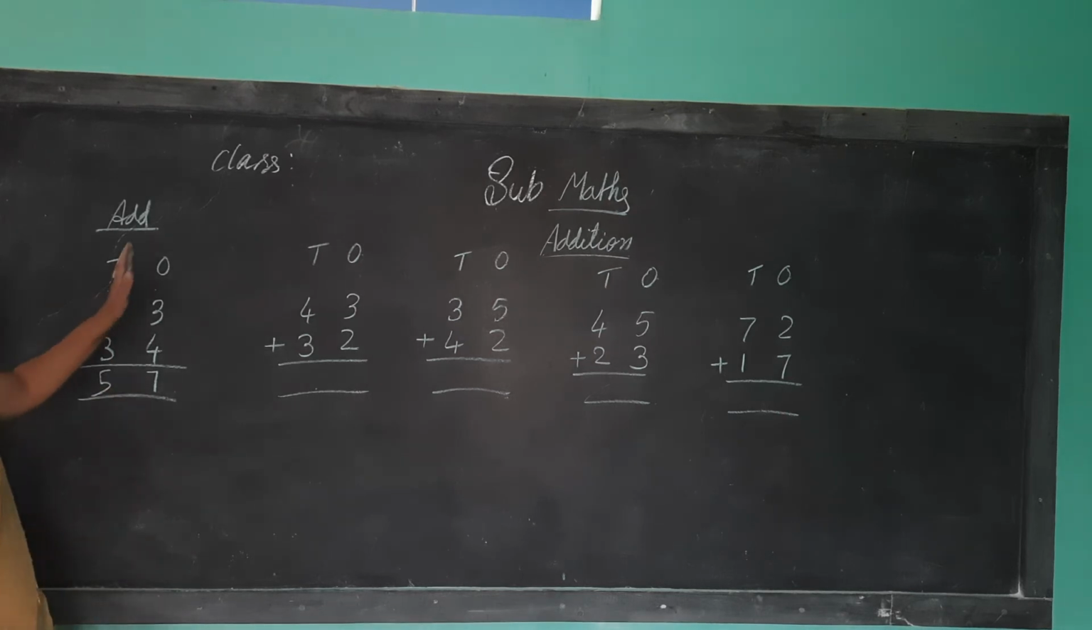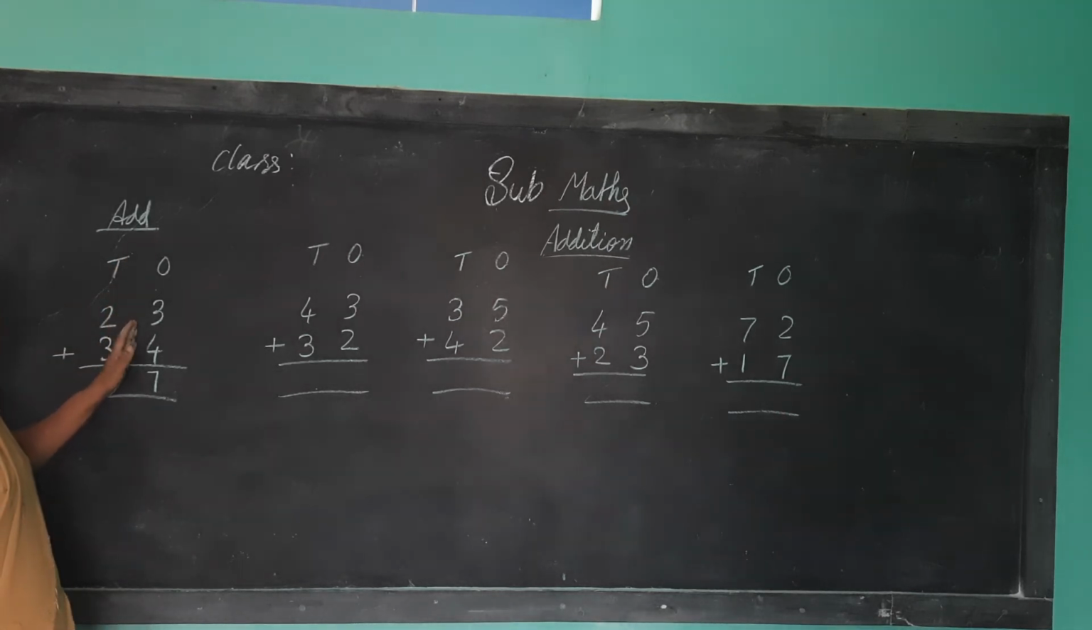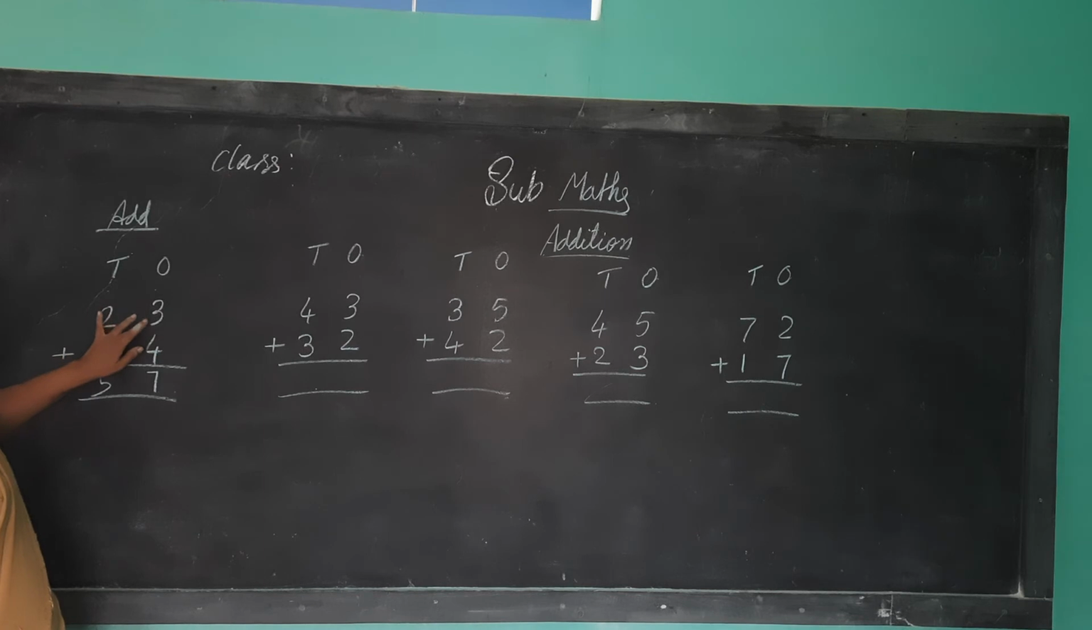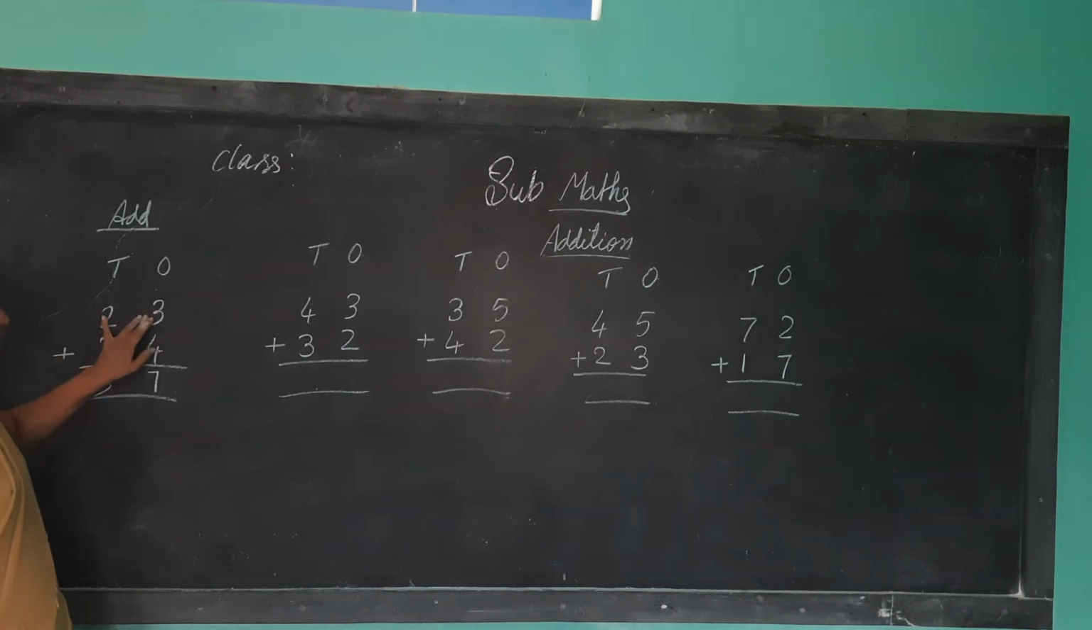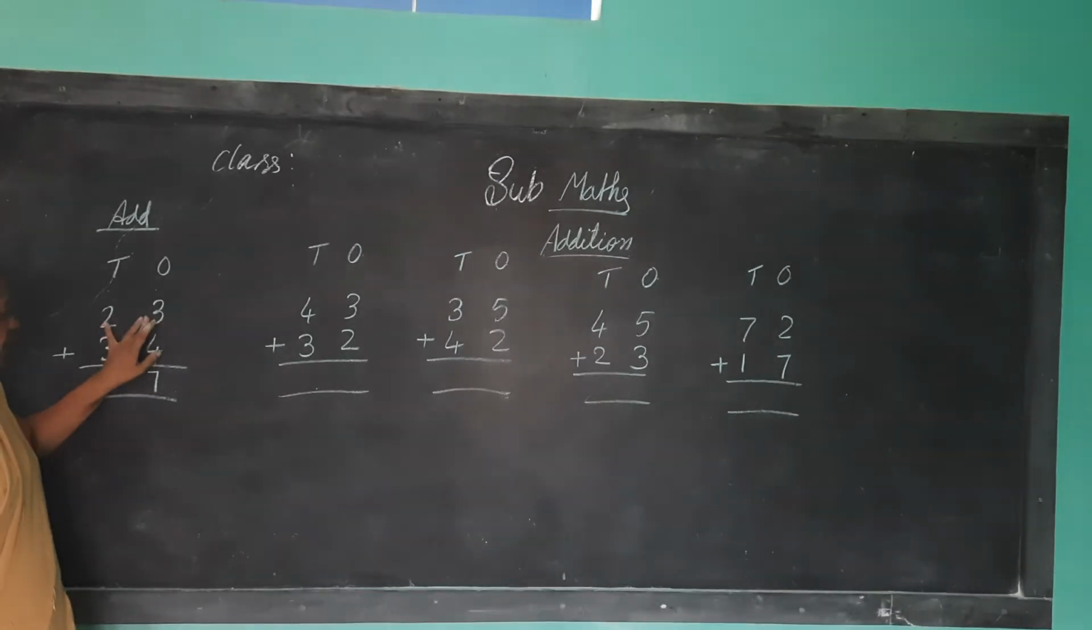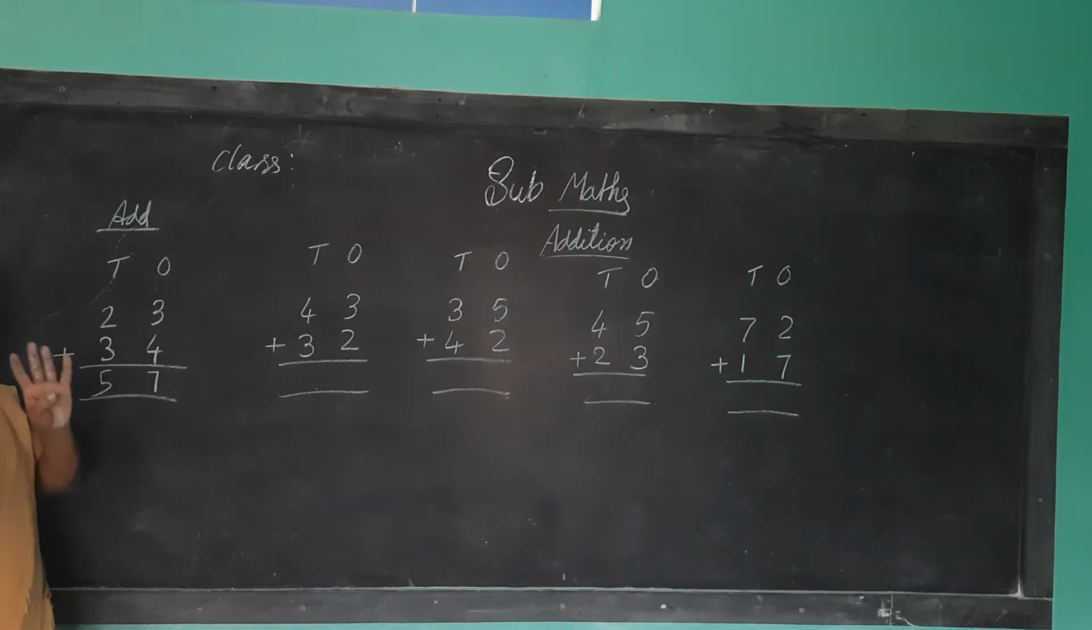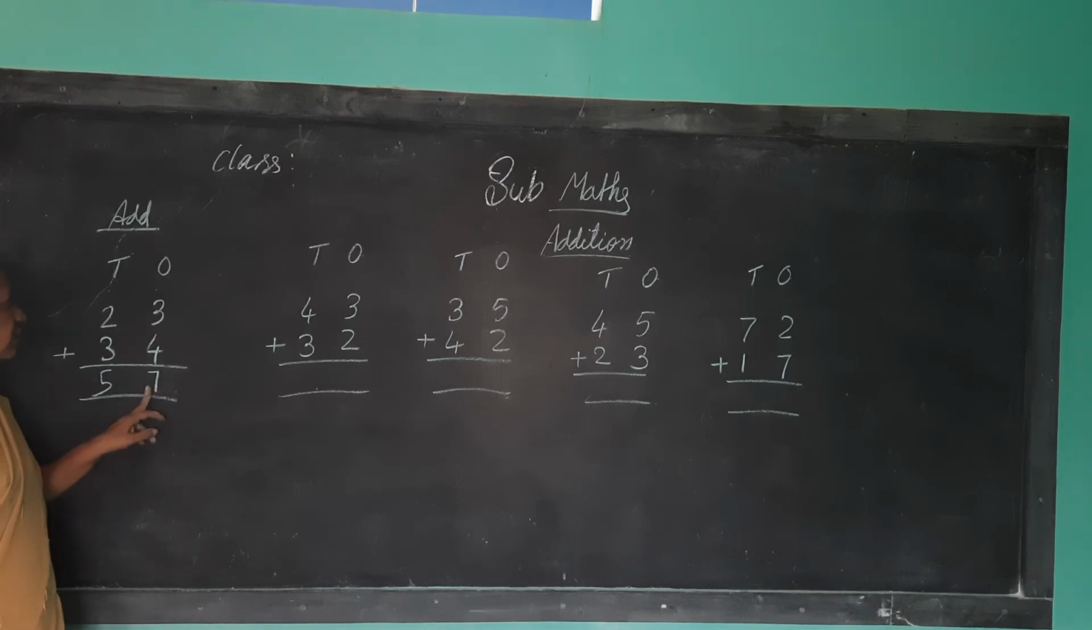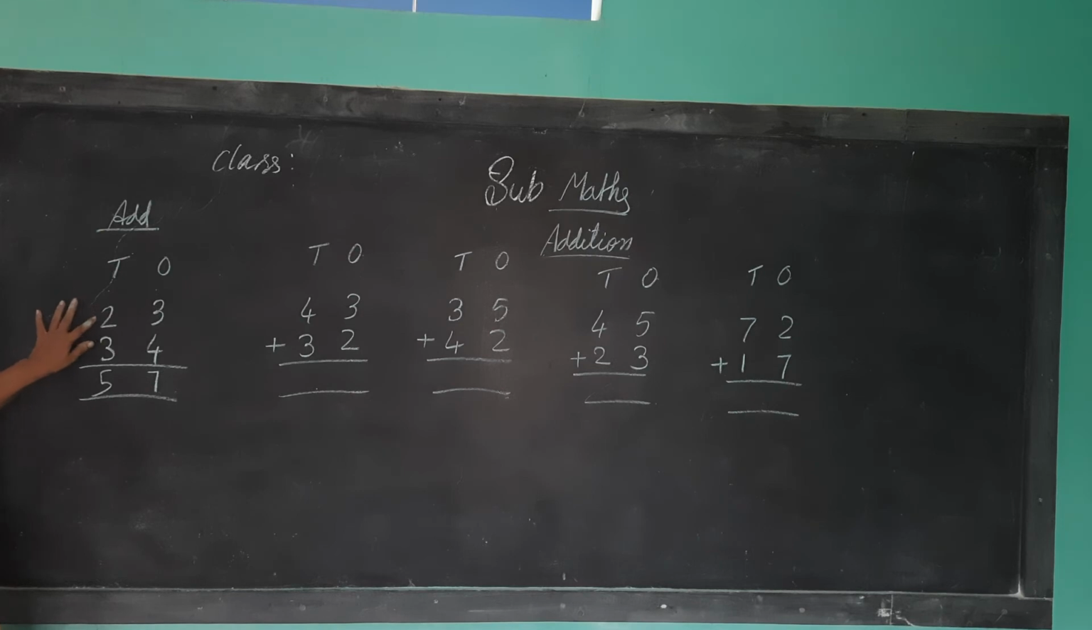How will you add, children? First you have to add the ones place. In the ones place what is there? 3 and 4 is there. So you keep one number in the mind, one number on the finger. So here 5, I have written, children.